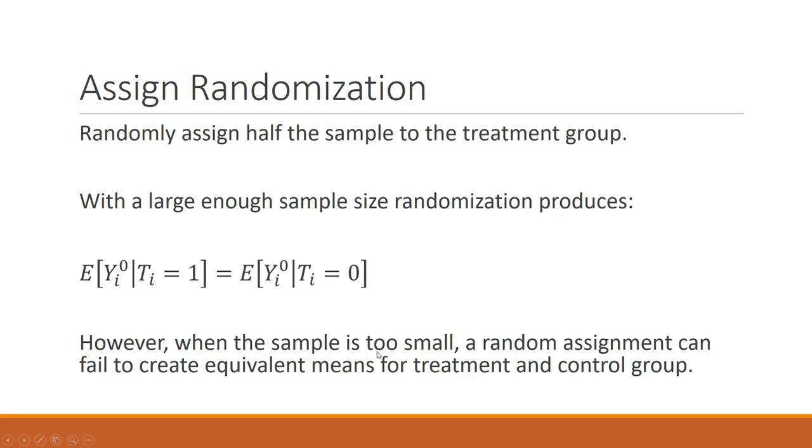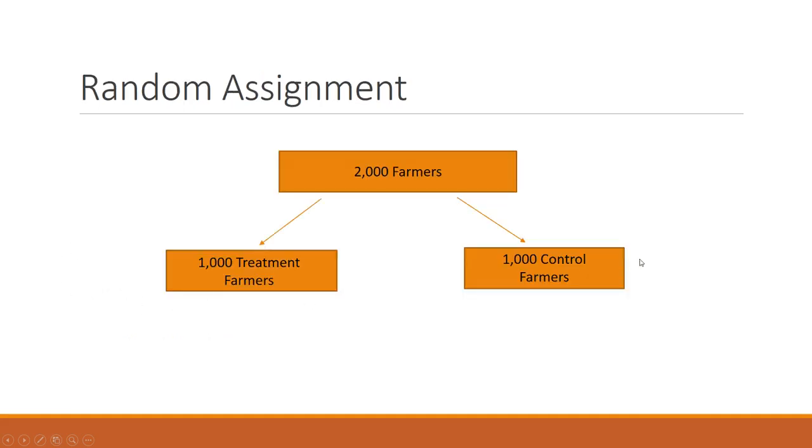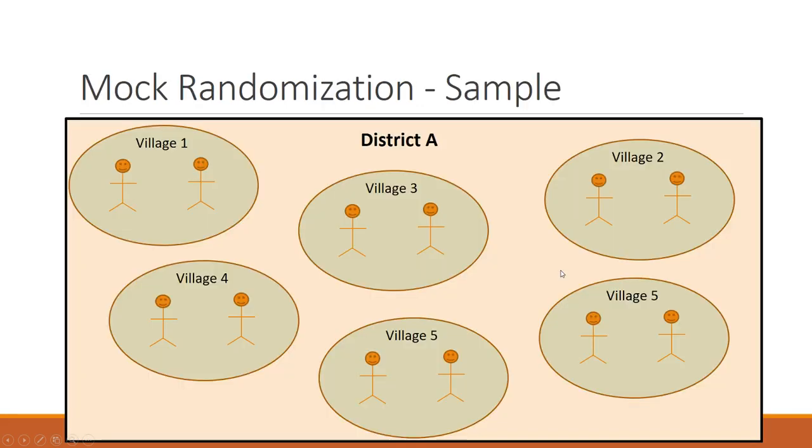However, when the sample is too small, the random assignment can fail to create equivalent means for the treatment group and control group. If our sample size is too small, then we will not be able to eliminate selection bias. All right, I'll come back to this in a minute. So let's just make it clear. Let's say we've got 2,000 farmers. What we do is we randomly select 1,000 farmers to be in the treatment group and 1,000 farmers to be in the control group. What would that look like?